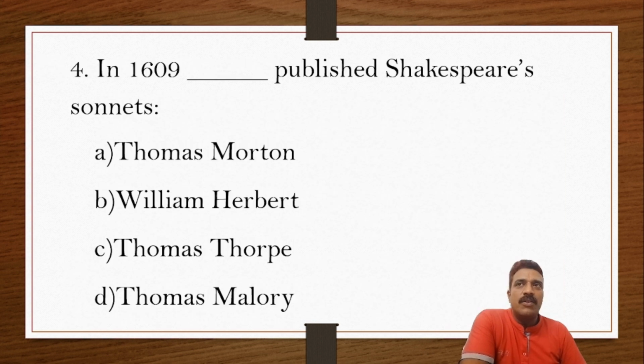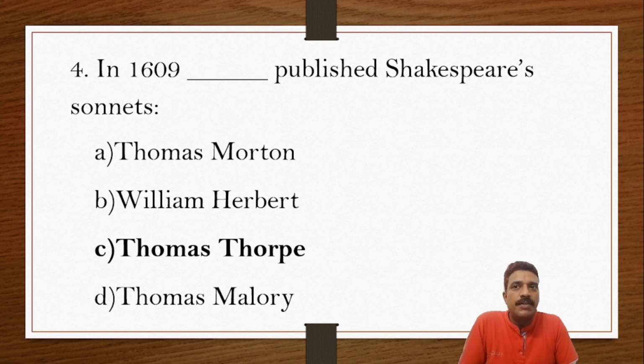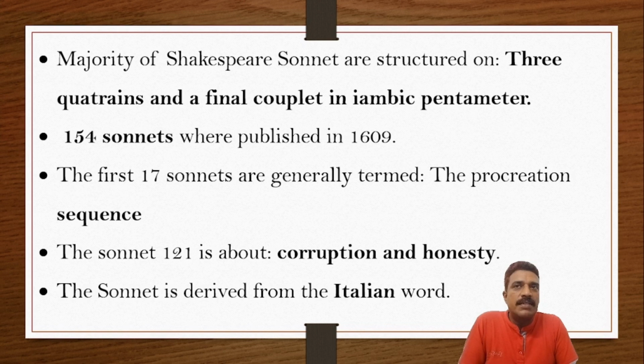Okay, going to the next question. In 1609, dash published Shakespeare's sonnets. There are four persons' names given. The right answer is Thomas Thorpe. Thomas Thorpe in 1609 published Shakespeare's sonnets.